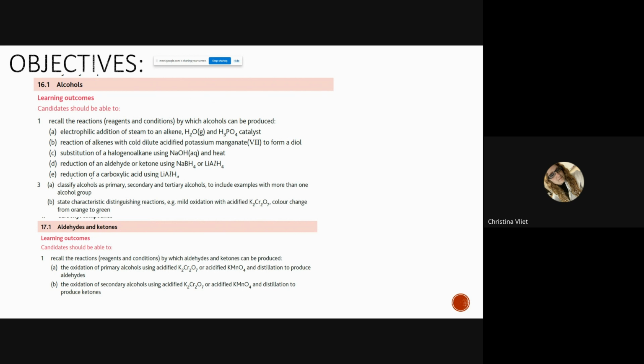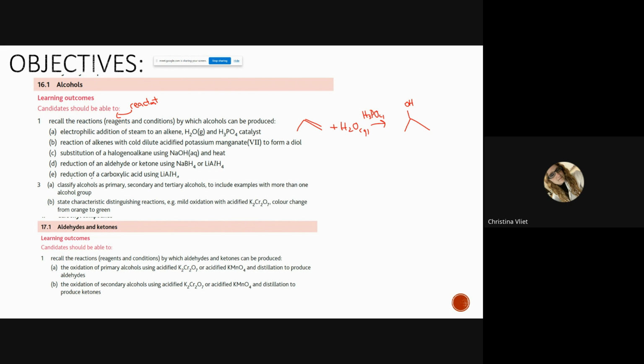So it says under alcohol, recall the reactions, both the reagents, which is a synonym for reactants, and conditions by which alcohols can be produced. Did you know if you added H2O gas to an alkene, you would get an alcohol? Did you know that? We already learned this? You should say yes. This is in your flashcards, isn't it?